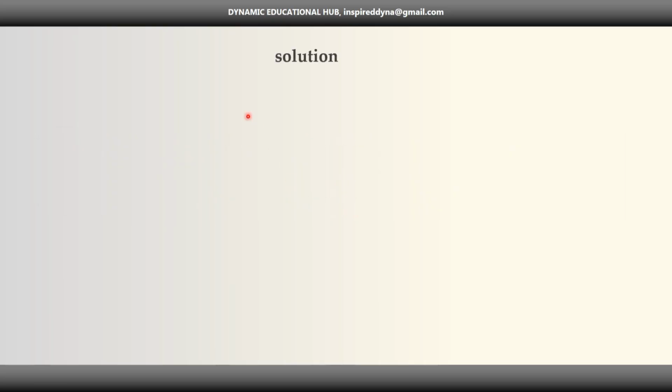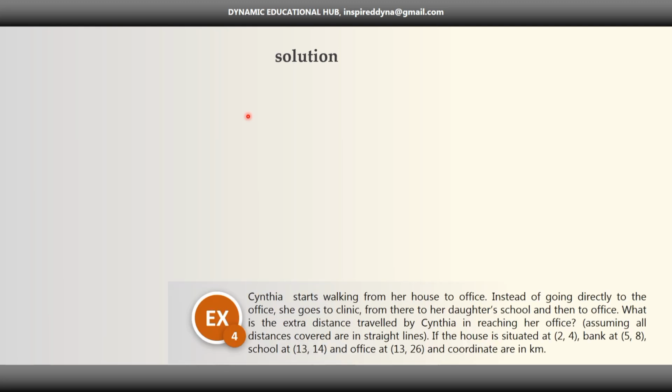The first thing you want to do in solving this question is to give the coordinates of places mentioned in the question. The first place is the house, which is 2,4, then you have the clinic, the school 13,14, and the office, which is 13,26. Now the next thing is your visual representation. You can use a graph, but you don't really need a graph, just a rough sketch.